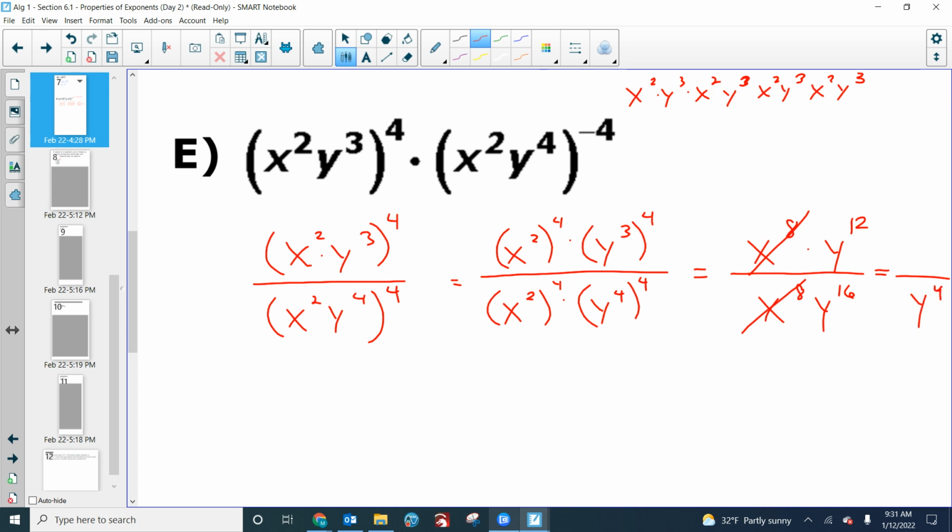What's our placeholder up top? 1. 1 over y to the 4th. Are there any negative exponents we need to take care of? No. That's it. Are you guys good? All right.